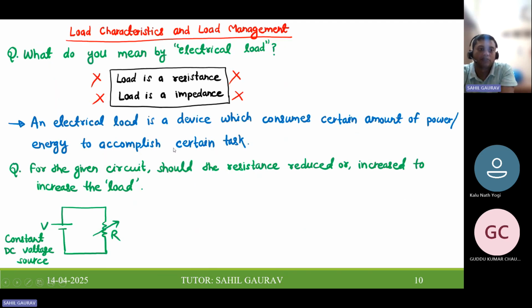So let us see what we mean by load. An electrical load is a device which consumes a certain amount of power and energy to accomplish certain tasks. So you should not define load by its resistance or impedance. You should define the load by the power consumption.